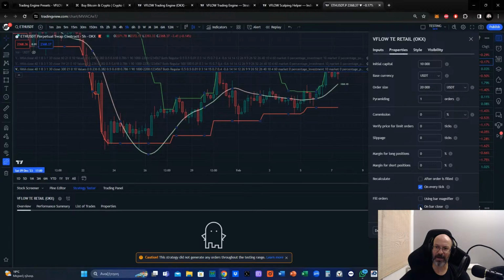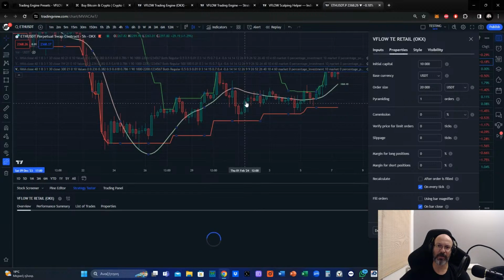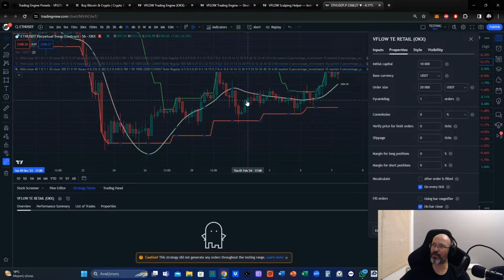We can also tick on bar close, meaning that in each trade, when the condition is valid, the trade is going to open before the next candle, which is very important if you go in with market price.